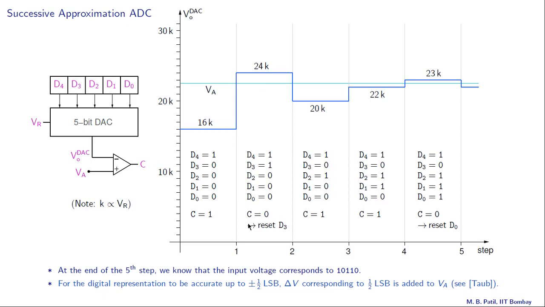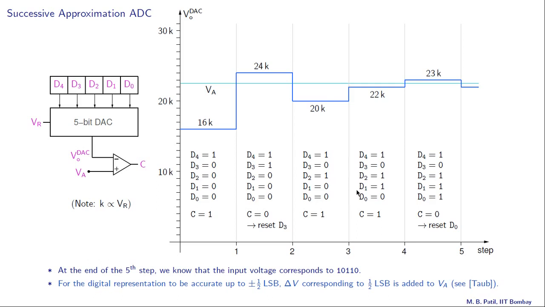And since C is 0, what we do is reset the current bit, that is D3. That means make D3 equal to 0 and then go to the next iteration. So in the next iteration, we have D3 equal to 0 here. And we continue like this. In the next step, we make D2 equal to 1 and we find our VO DAC is now 20K. VA is higher than VO DAC. C is 1, and therefore we retain D2 equal to 1 in the next step.